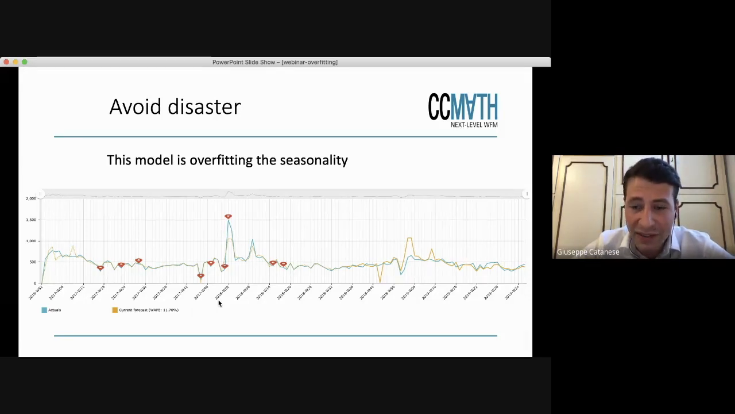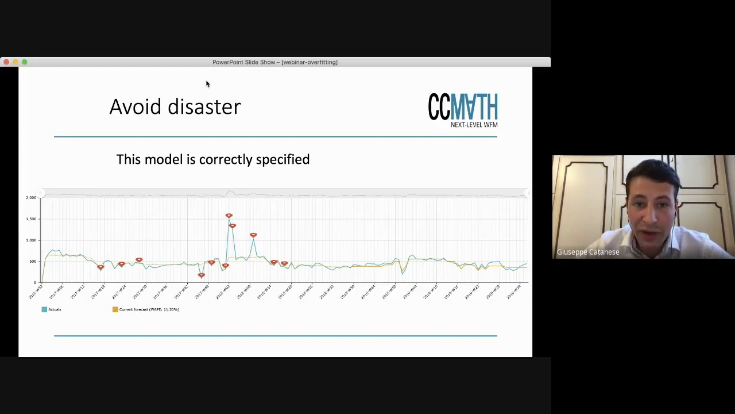We see that the forecast is actually copying what happened in the past. The forecast is the yellow line, and the dotted line is the fit. We see that the forecast is copying exactly what happened in the past, and this is exactly what we want to avoid. This is because estimating a model doesn't mean just copying what happened or fitting a model that represents too closely what your actuals are.